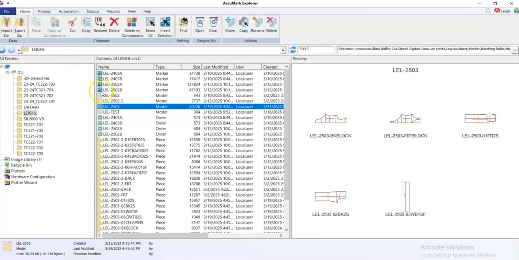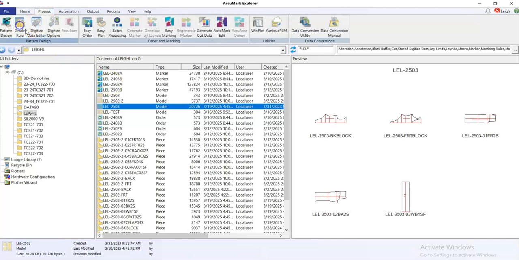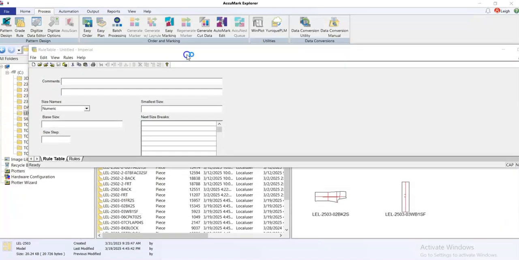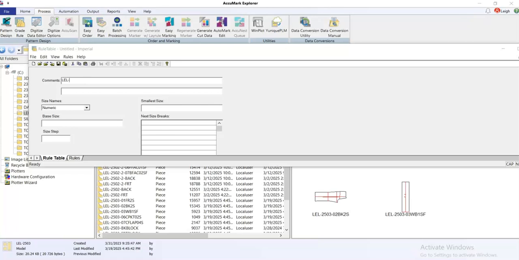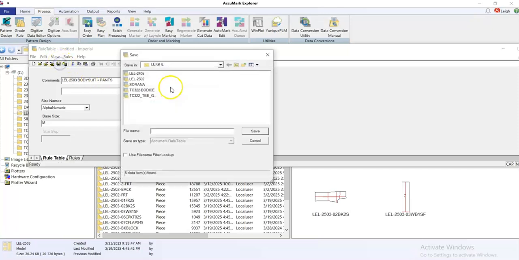The first thing I'm going to do is come into AccuMark Explorer and go ahead and create a new grade table. And I'm going to go ahead and put in the comments the name of this assignment, LAL 2503. This is the bodysuit and pants. We're going to do one rule table for both. We're going to change this to alphanumeric. My base size is medium. My smallest size is extra small. I'm going to list out small, medium, large, and extra large. And I'm going to save this as my initials.